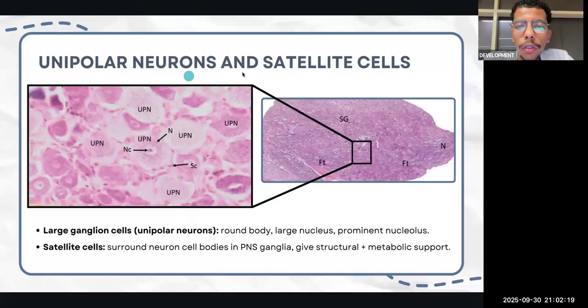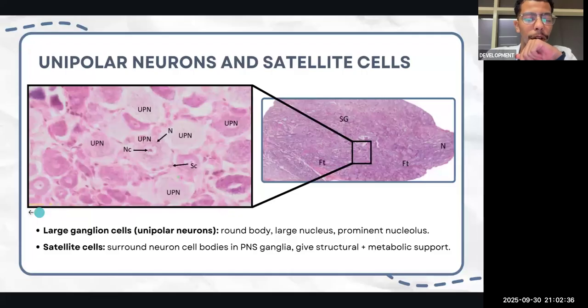So unipolar neurons and satellite cells. Now, this is what the slide is going to look like. The first one was multipolar, so it was more than one process. Here it's just one axon, unipolar. Now, how to identify this?